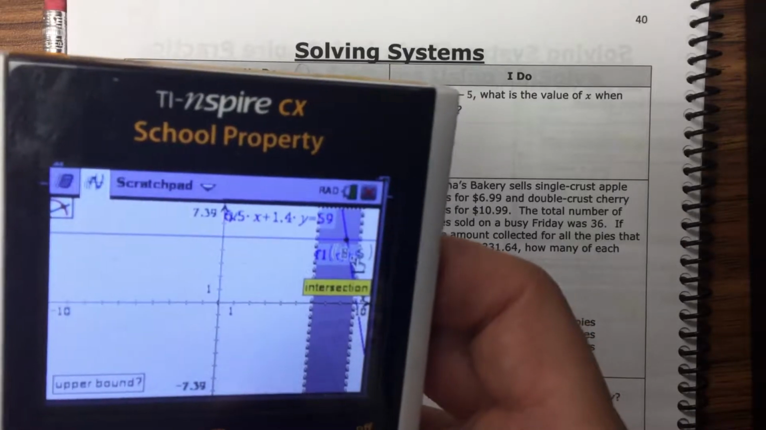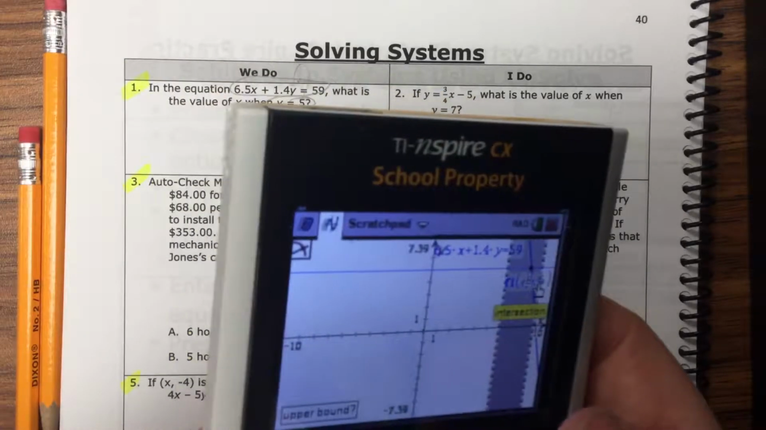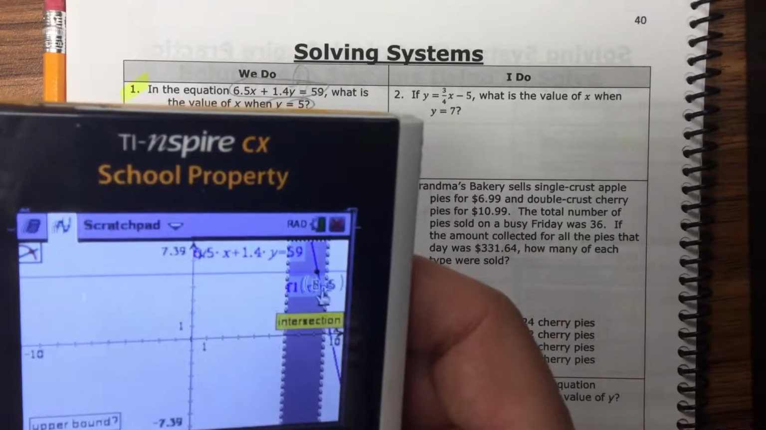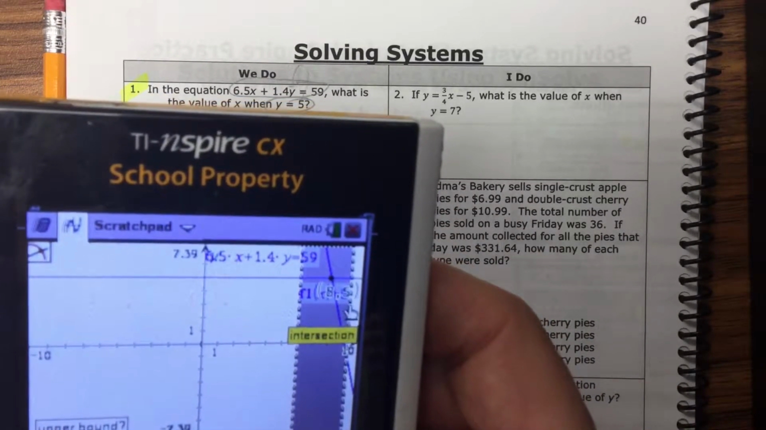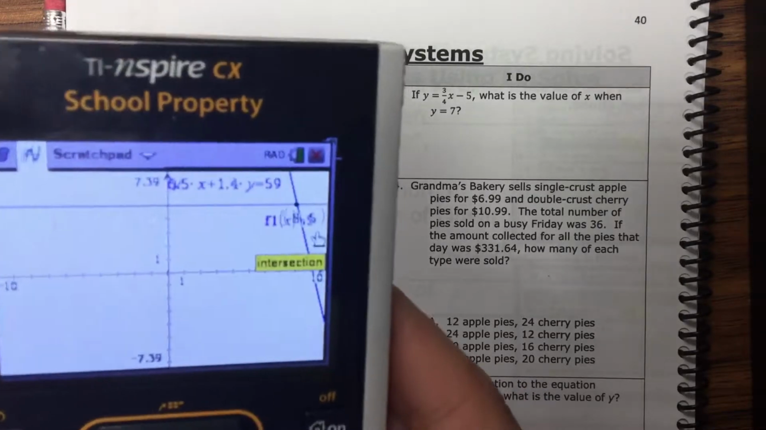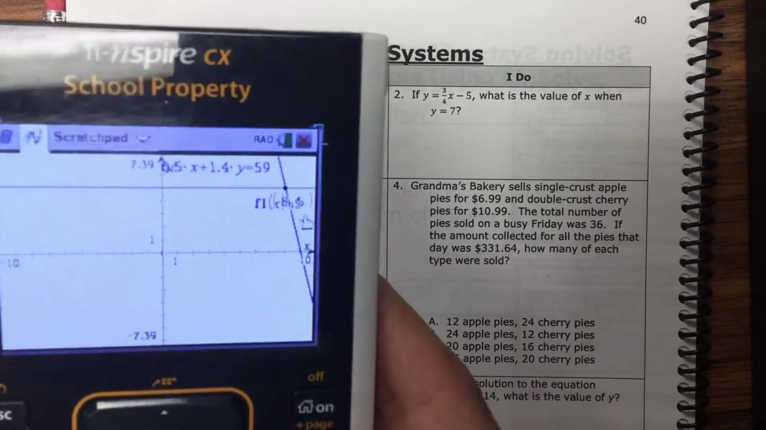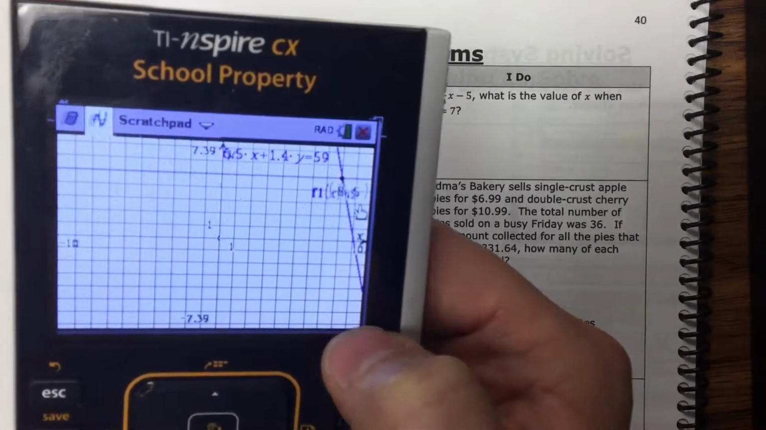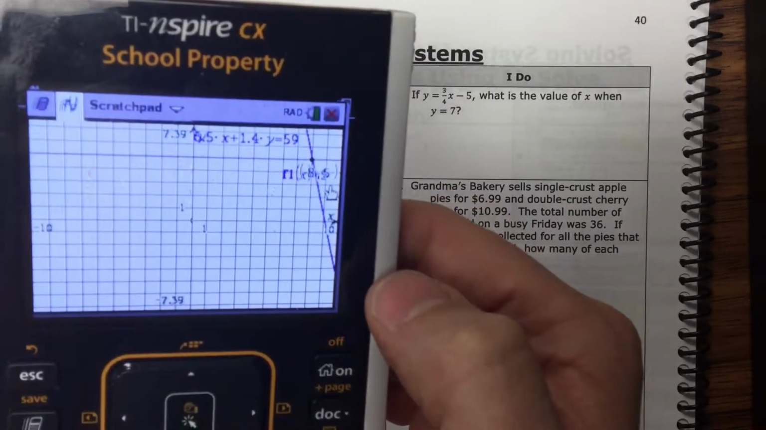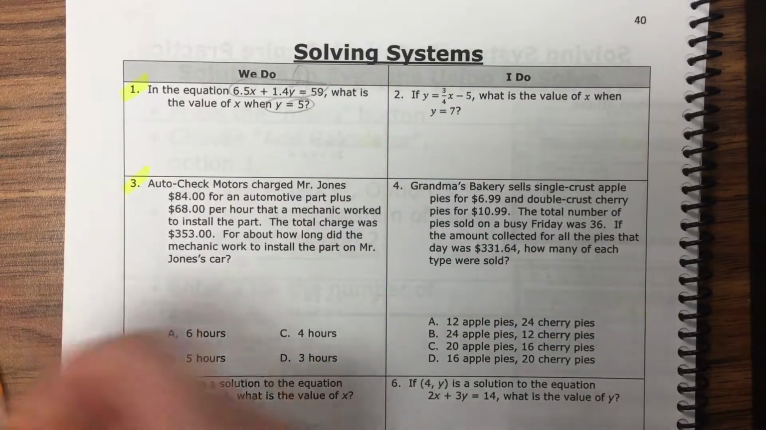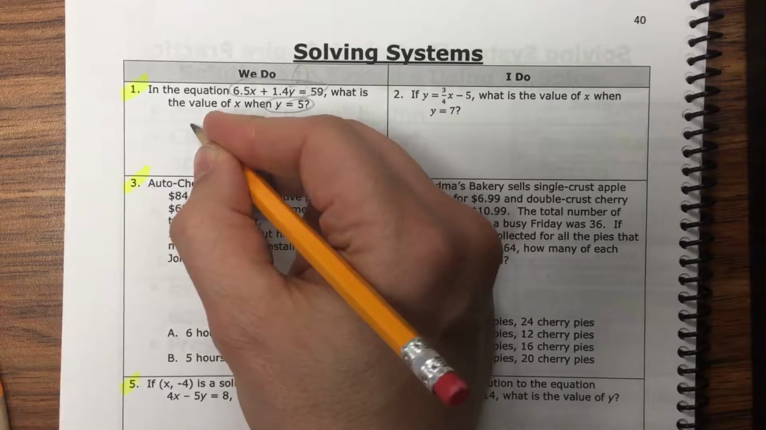It's 8, 5. We know the y is 5. All we're looking at is the 8. 8, 5. And if you turn on the grid lines, it'll be even easier to see. 8 to the right and 5 up, right there. All right, really handy. So what is the value of x? It's going to be 8.